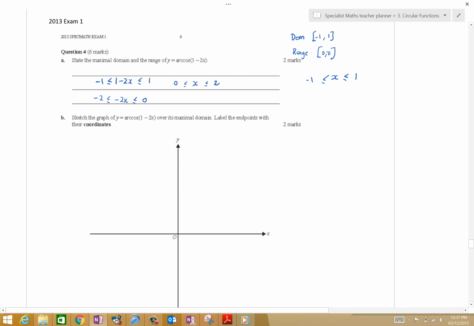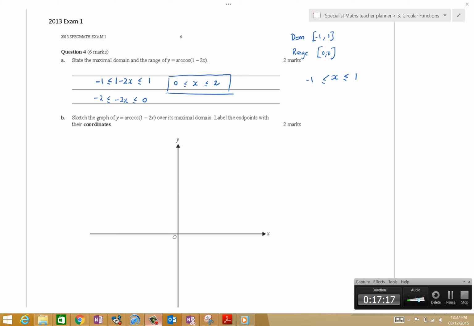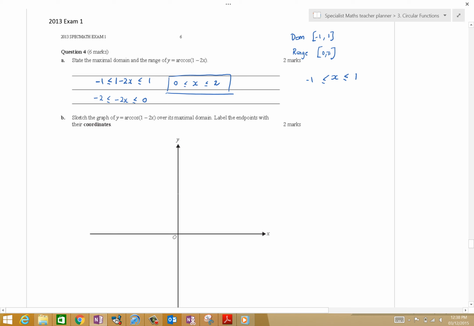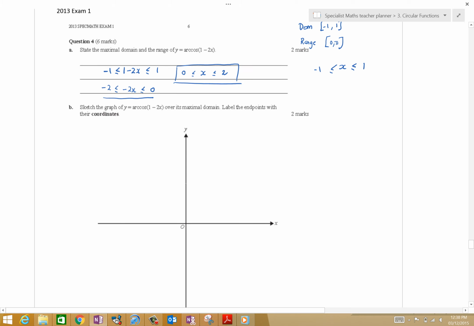Is that the answer? Is that the answer for the domain of the... Yes. Yes. Yes. Hallelujah. Is that right? Okay. That is right. It's just that I'm dividing -2 by -2 is 1, isn't it? Thank you.